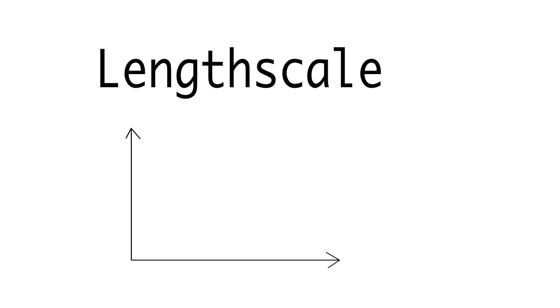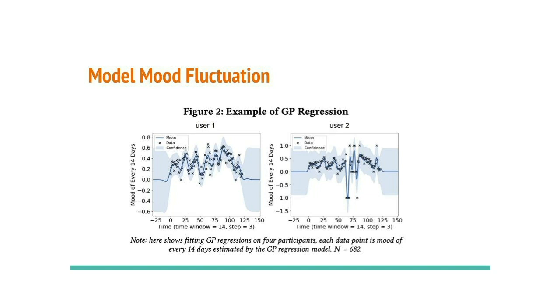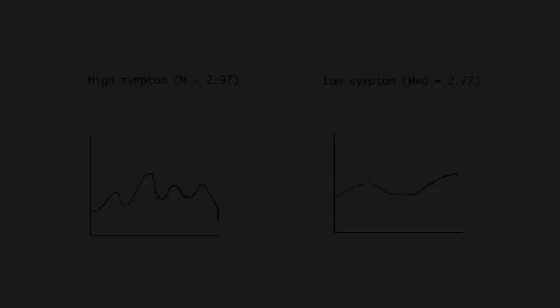In a Gaussian process regression, we have a parameter called length scale. The larger the length scale, the fewer fluctuations in the regression line. This is our result. We find that people with more depressive symptoms show more fluctuations in their mood.